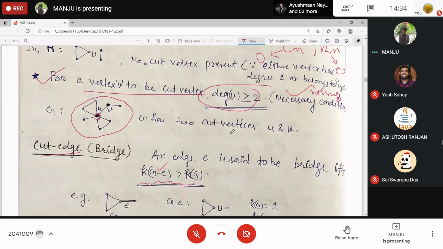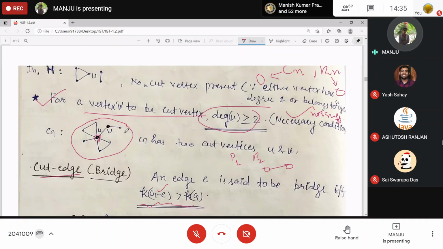So in case of Pn, you can start with P1, P2. How many bridges are there? For P1, no bridge. For P2, one bridge, right? This one. If we cut it, we are getting two components. For P2, how many cut vertices were there? Zero, right? No cut vertex, but one bridge, right?